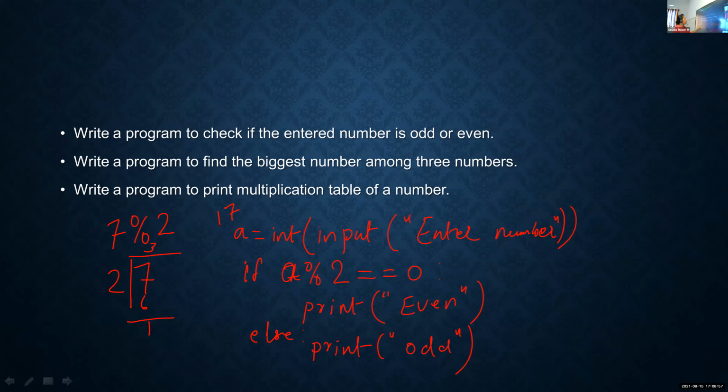And in A mod 2, the value of A is 17. 17 mod 2. Aparna, what is 17 mod 2? What is the result? Ma'am, 1. Correct, Aparna. It is 1. 17 mod 2 means 17 divided by 2, so the remainder is 1. After computing this calculation, the result is 1.